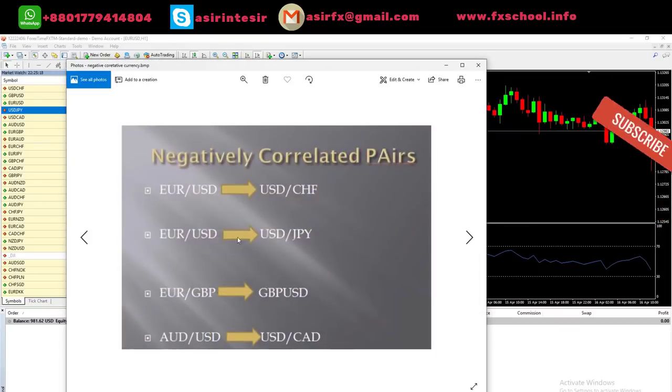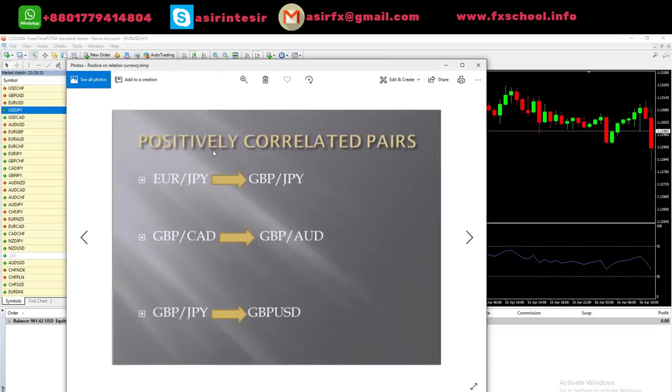And negative correlated currency means that if the EUR/USD market goes up, the USD/CHF market will go down. Positive correlated currency pair means if the EUR/JPY market goes up, the GBP/JPY market will also go up. And also if this currency price goes down, the other will also go down. So every time they will just follow each other. I hope you understand these things. And now I am going to the next part.